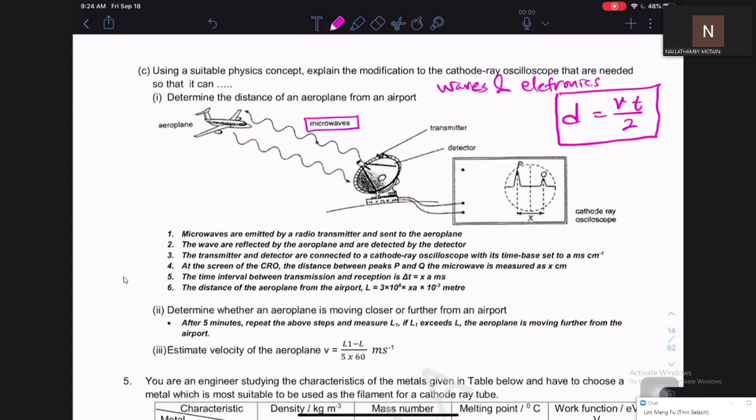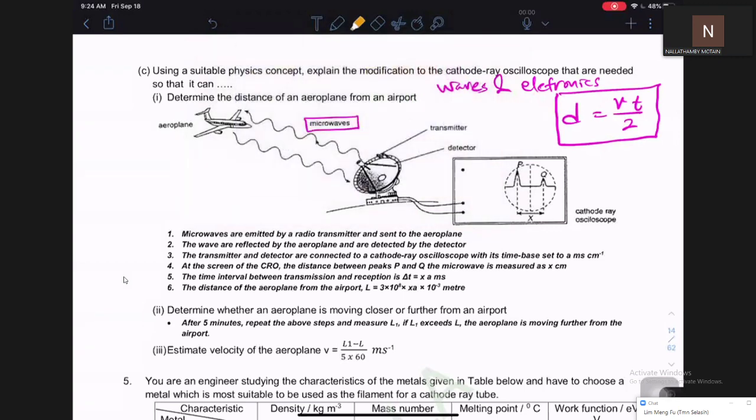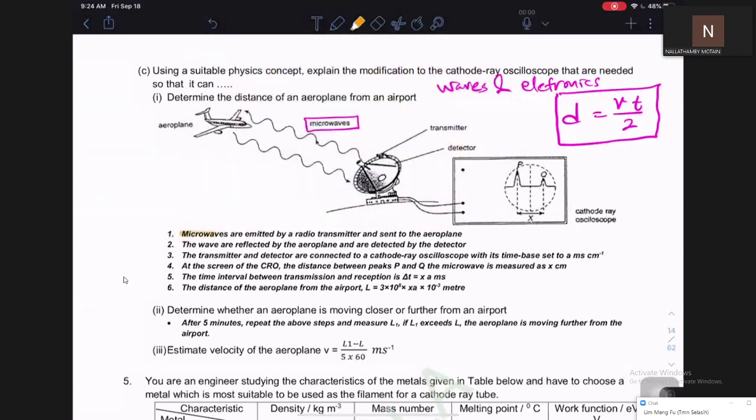Okay. Microwave emitter. So highlight this first: microwave emitter.